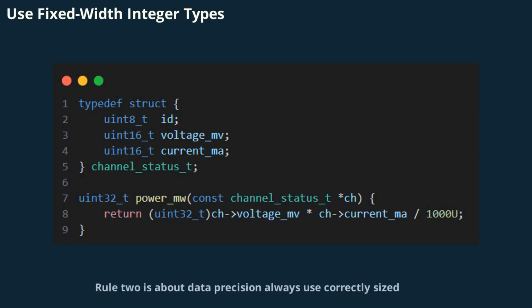Rule 2 is about data precision. Always use correctly sized fixed-width integer types. In embedded systems, using types like uint8_t, uint16_t, and uint32_t helps prevent ambiguity, minimizes memory usage, and improves portability. These types ensure your arithmetic is correct and predictable across different platforms. Avoid generic int or long types unless you're certain of their size on your target hardware.